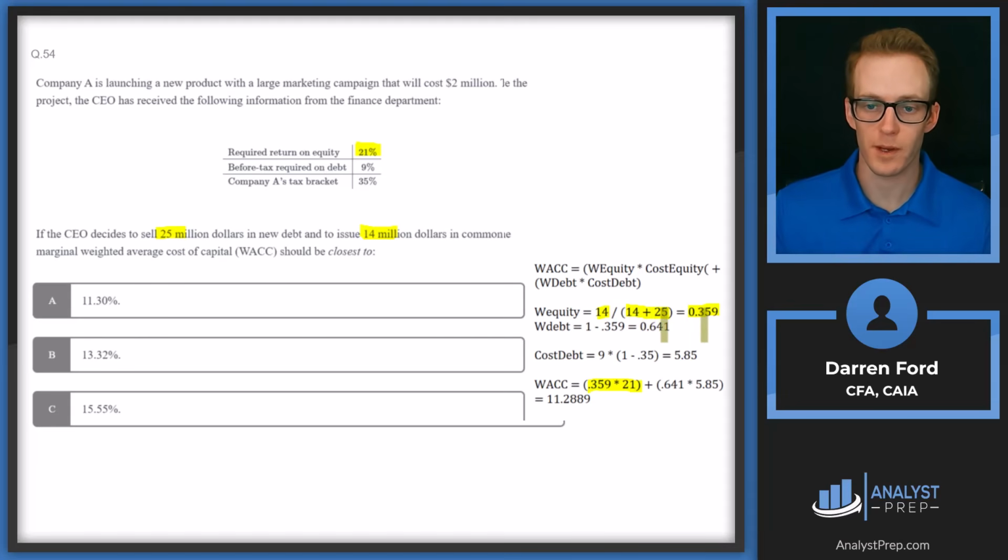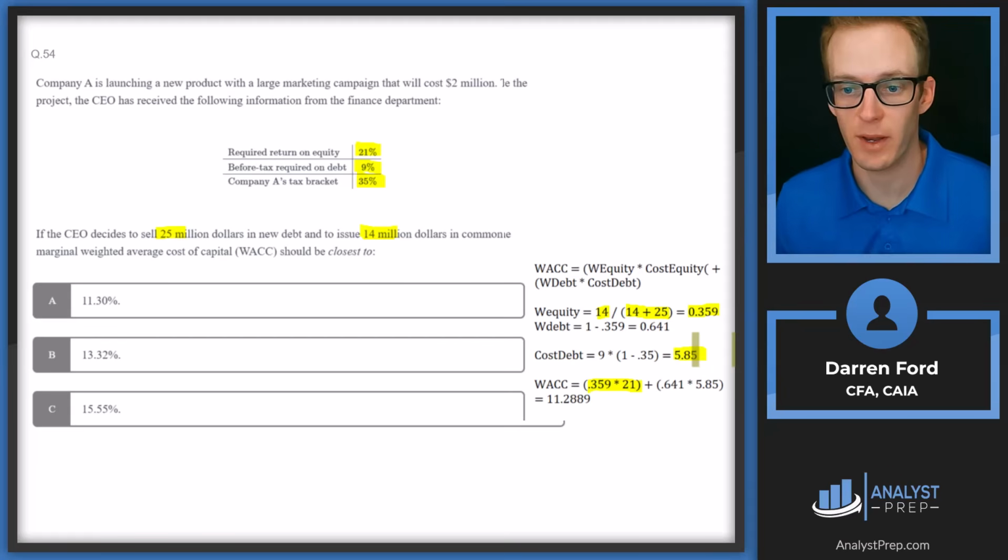And then our weight of debt will be 1 minus the weight of equity, obviously, which will be 0.641. And then our cost of debt, we're given before tax. We need to adjust this to after tax. So we'll do 1 minus the tax bracket multiplied by the 9%. And when we work that through, that gives us a debt cost of 5.85%.